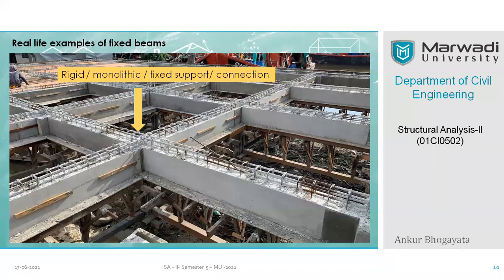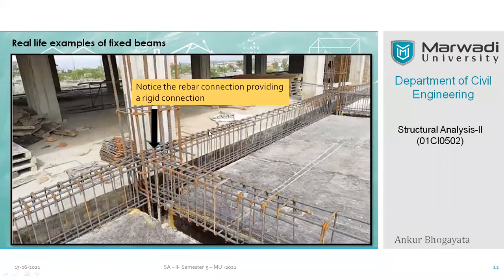So in a nutshell, if somebody asks you in which type of structure you can expect 100% fixity at the support or a joint, definitely your answer should be RCC structures only. Here I have selected this. Just notice the rebar connection providing rigid connection. You can see that these are the top bars. Just focus on the movement of my cursor.